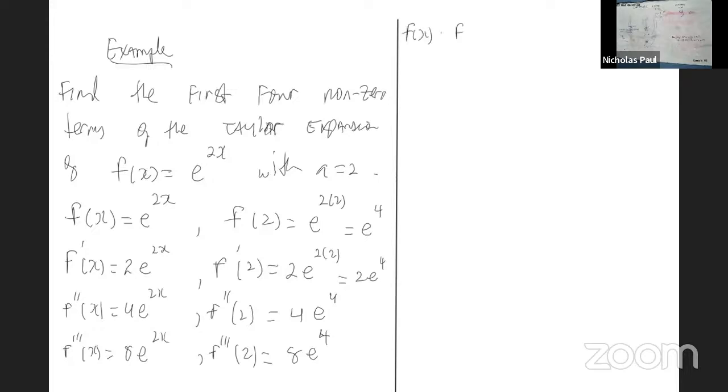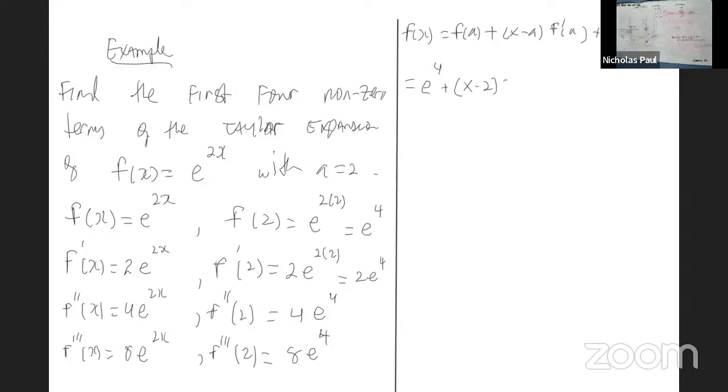Remember the formula? f of a plus f prime a by x minus a. So we follow in that pattern, right? Plus x minus a squared by f double prime a over 2 factorial, and so on, and they continue in that pattern, right? So f of a is what? f of a is that value, e to the 4. Then you have x minus a, a is 2, right? So it's x minus 2.